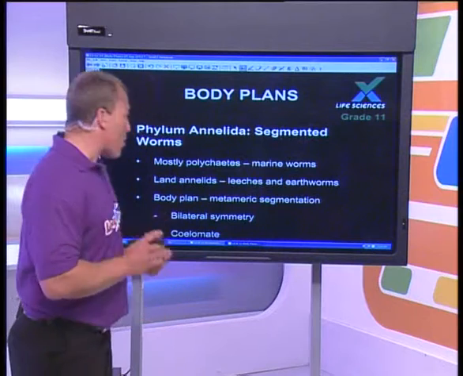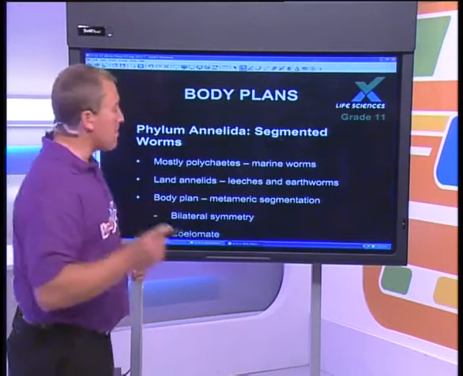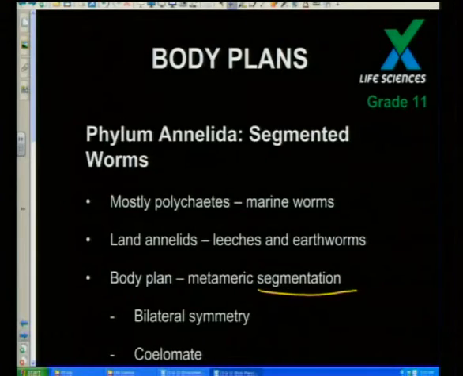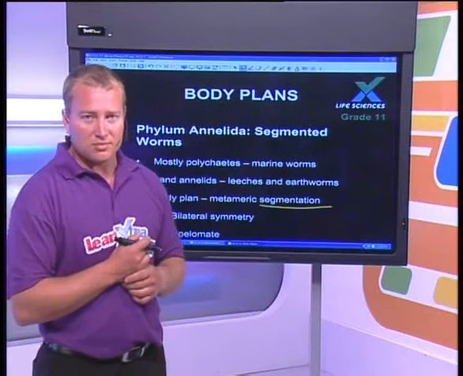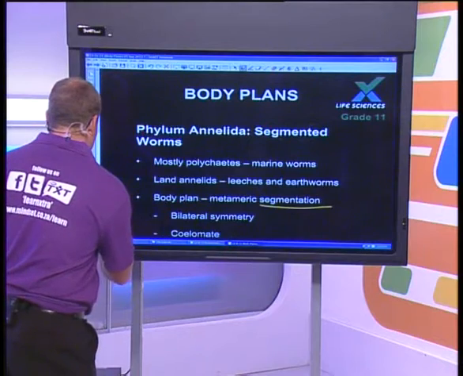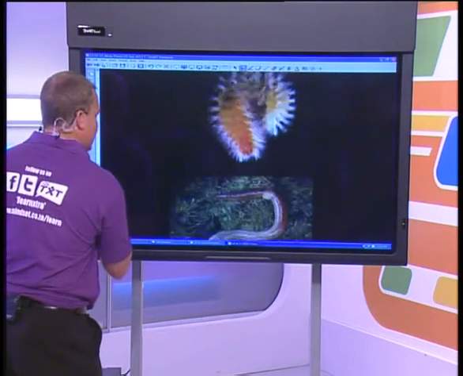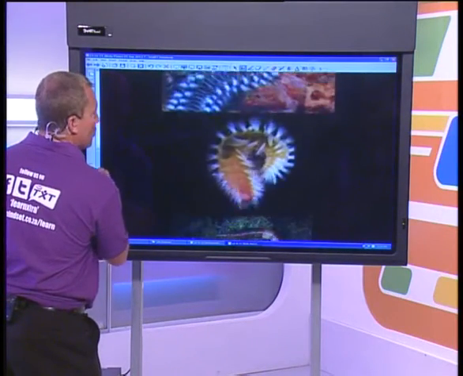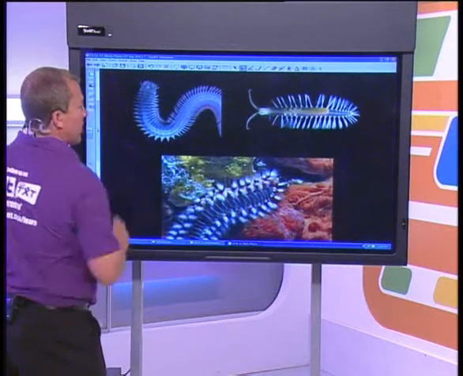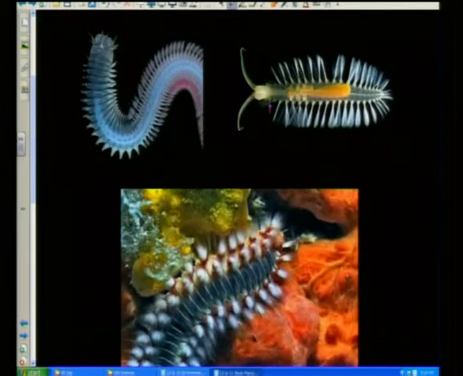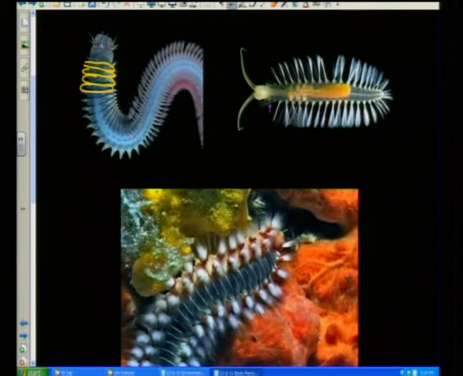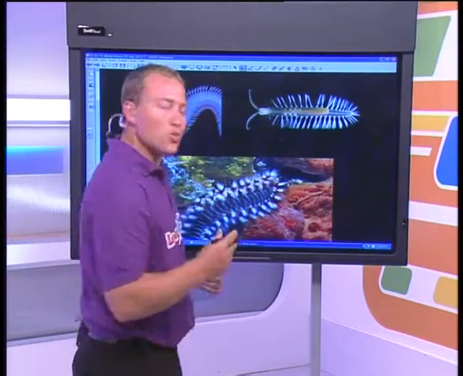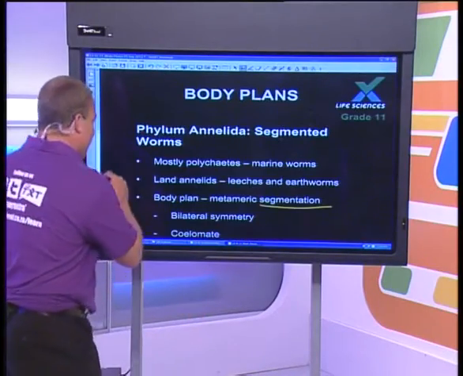Now, the body plans of them. The most important thing to remember is that they are segmented. In other words, they have sections. Let me just go back to the last one. It's nice and easy to see on this one over here. You can actually see all the different little segments. That is why they're called segmented worms. You actually see the different sections or segments of each worm, which is cool. It's always nice to see something different.